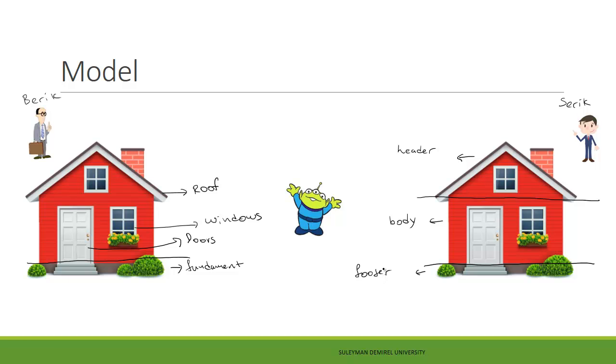When these two engineers discuss the structure of the house, they speak about the same object. The house here is the same object, and the explanation about the house is, let's say, Beric's model, and the second explanation is Seric's model. By using these two models, this happy small alien will be able to understand what a house is and what it consists of.